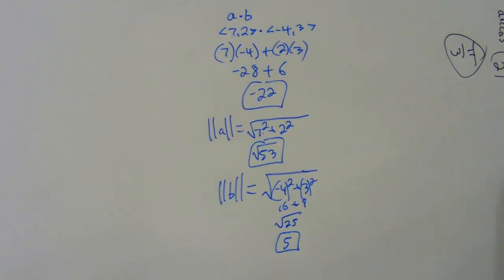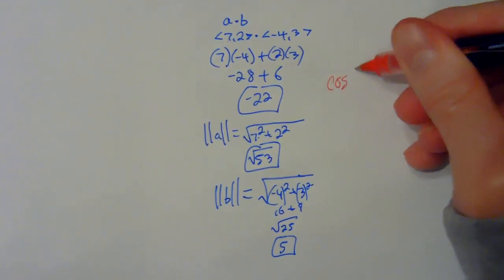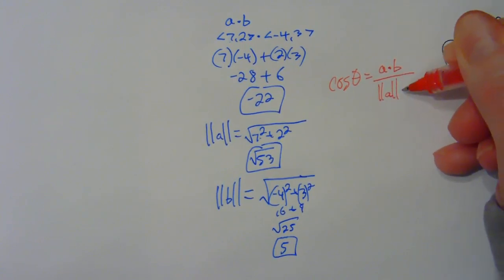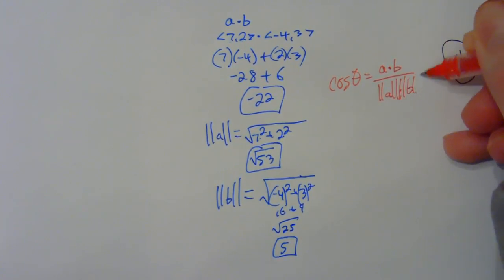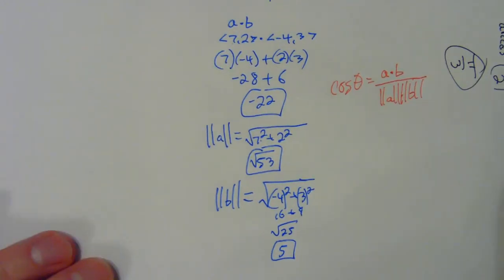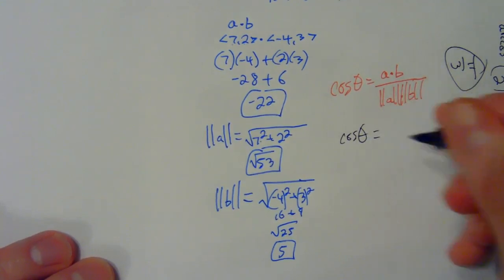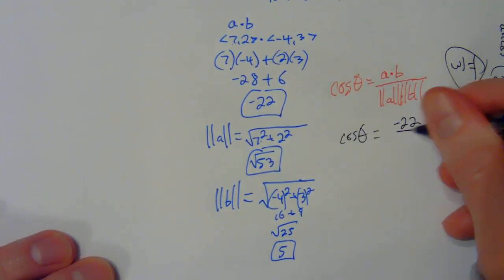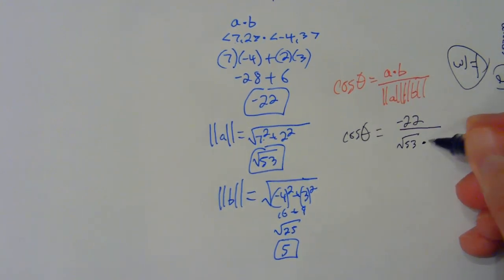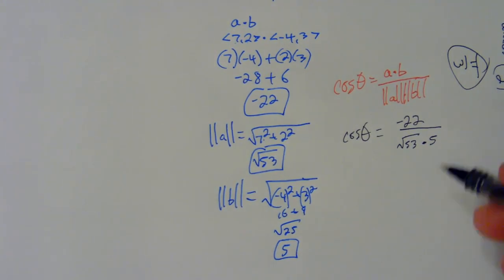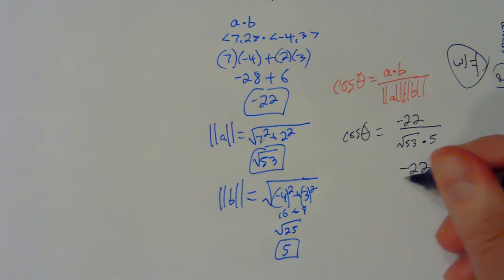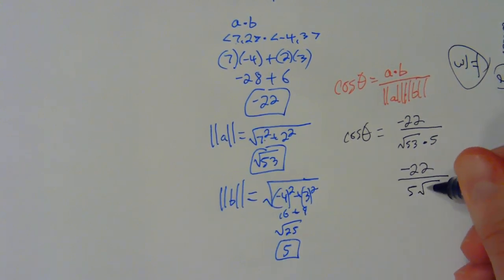If you can break those down a little bit, get a perfect square, there you go. And then your formula, the cosine of theta equals A dot B over the magnitude of A times the magnitude of B. You just multiply those two magnitudes together on the bottom. So I'm going to have cosine of theta equals, the dot product on top is -22. On the bottom, we have the square root of 53, and then we're going to times that by 5. You can simplify that a little bit, but I believe we could just leave that as -22 over 5 radical 53.